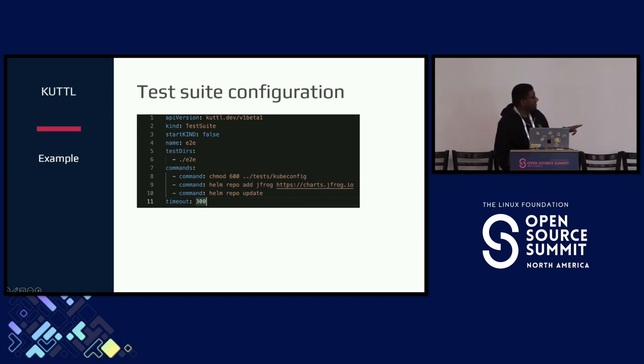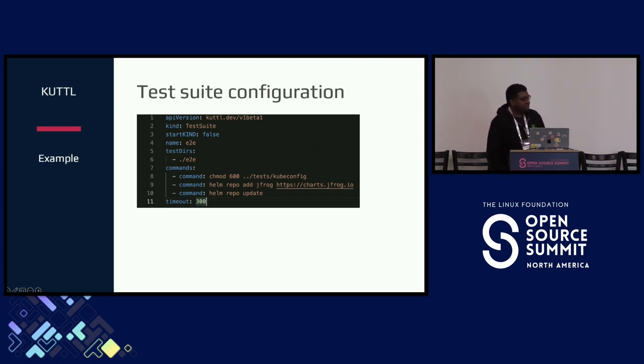So as I told, there are three components: a test suite, a test step, and a test assertion. We will look at all of them later in my presentation. You can see on line number three, you have startKIND. If you want to test Kuttl using your own local clusters, using Docker or Rancher Desktop, you can set startKIND to true. In my demo, I would probably set it as true. You can give any name, and a test directory. You have your tests written in a folder, and you can probably put that test directory as end-to-end. And the commands.